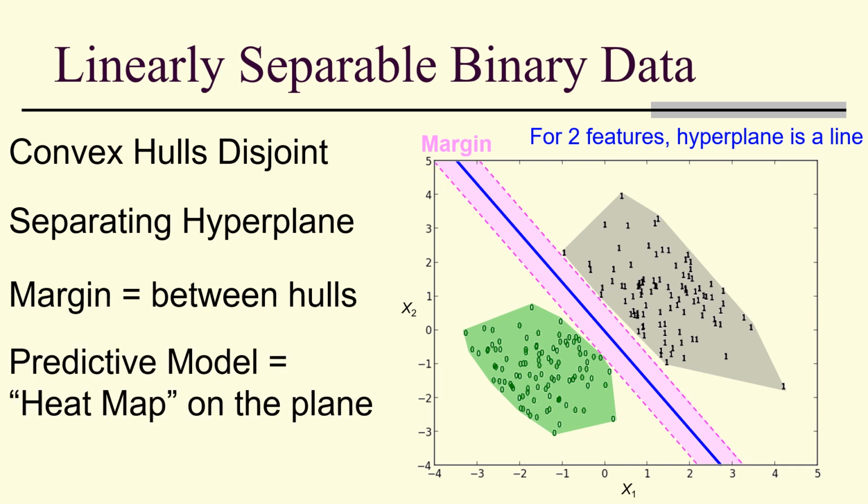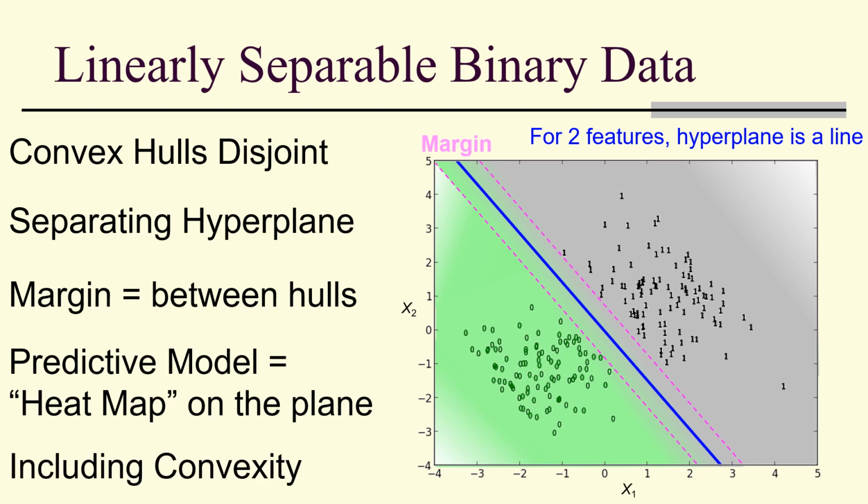A predictive model is a heat map on the plane. So essentially it's more green if it's a high probability of 0 and more black if it's a high probability of 1. And so you get something like this. Notice that if you get too far away from the data itself, then we really have no way of knowing if it's class 0 or class 1. And notice here we include our convexity.